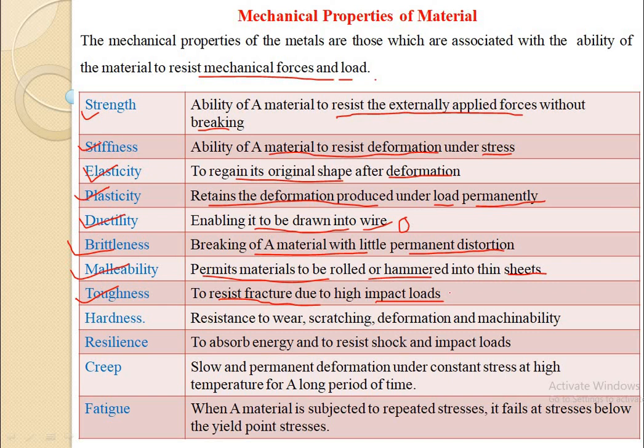Now this property is used for impact loads and shock loads. If we hit a nail with a hammer, and that nail does not get fractured, then we can say that the nail possesses sufficient toughness. In simple language, it resists impact loads and shock loads, and it does not get fractured. That is known as toughness.